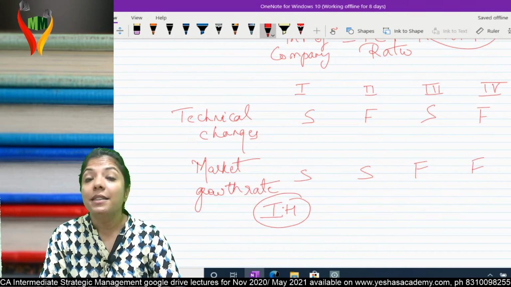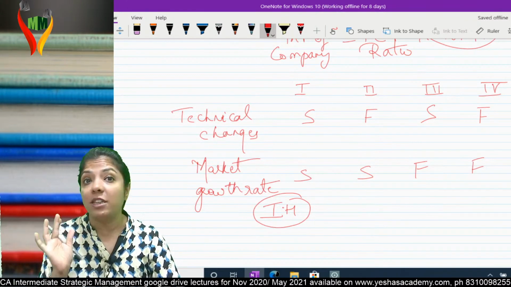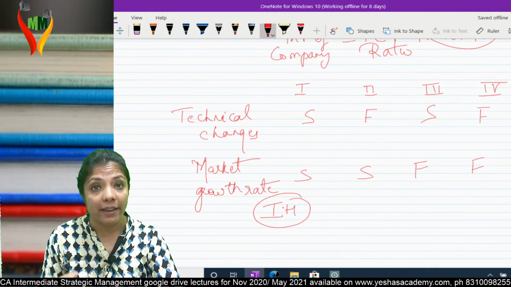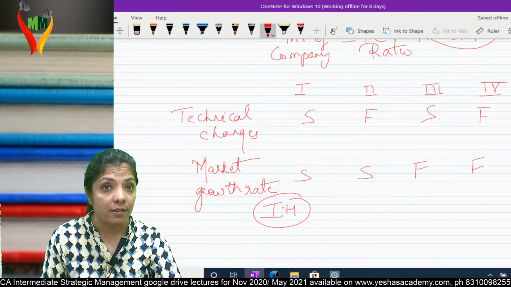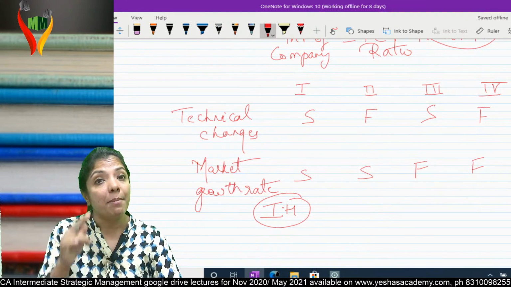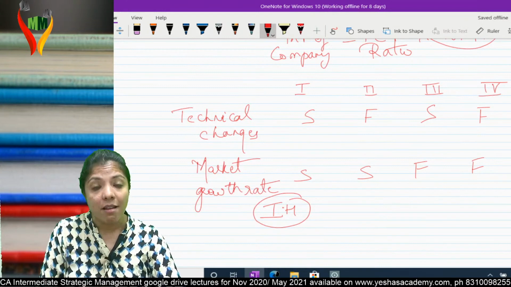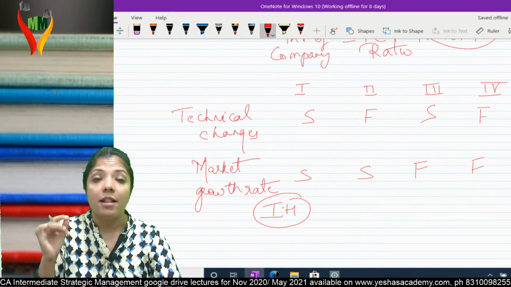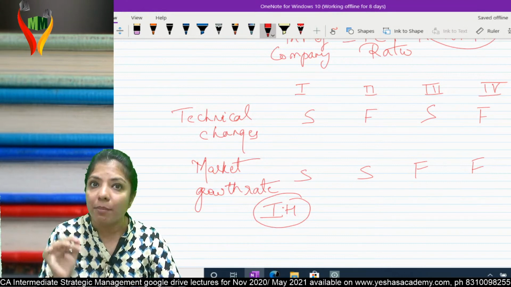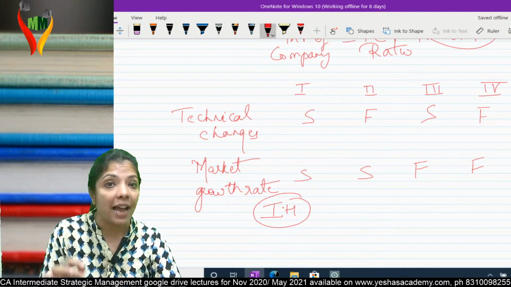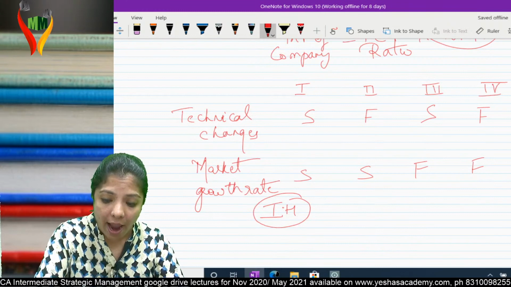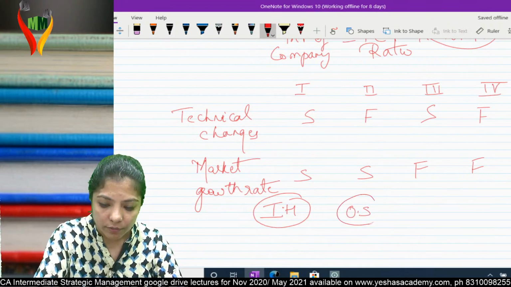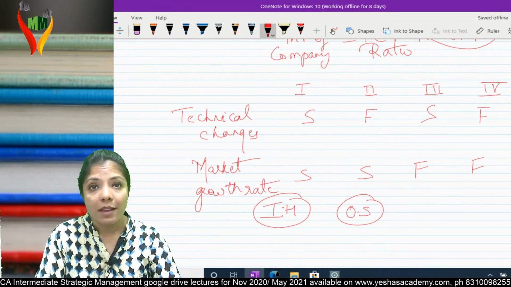Second, technology is changing very fast. Though demand as such is not that great, technology is changing very fast. It may happen that by the time I do trial and error and launch a product in the market, the product is already outdated in the market. That means I don't have time for trial and error. I should go for outsource over here. Am I clear?